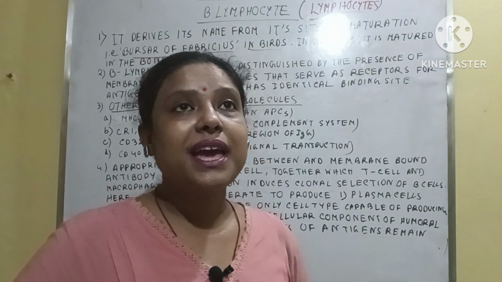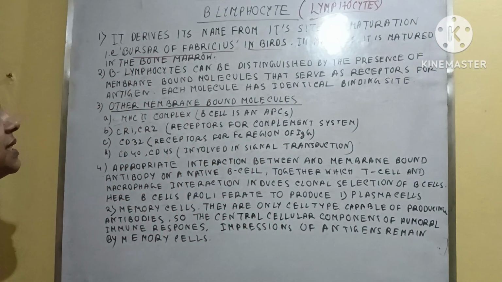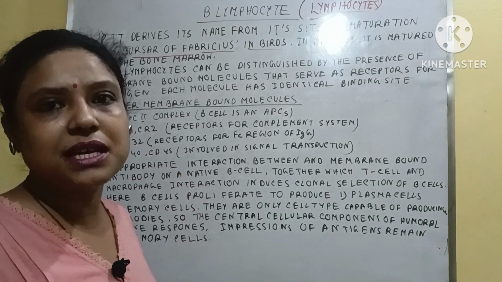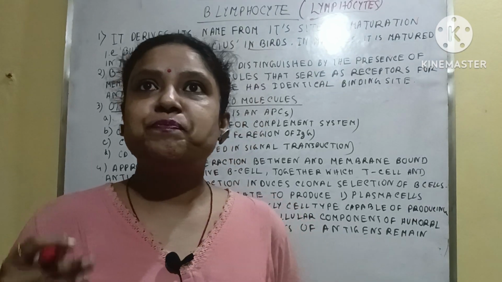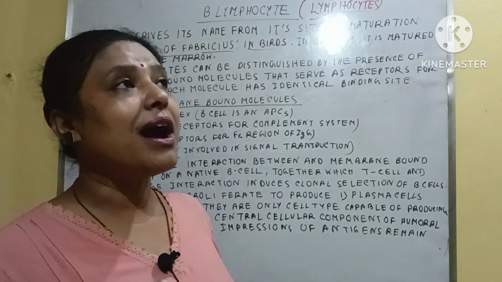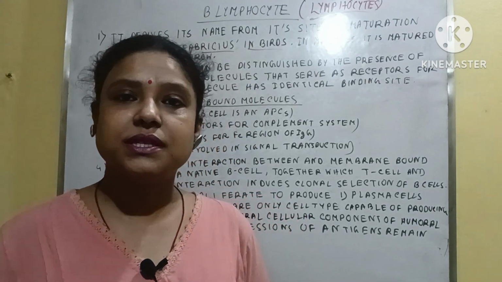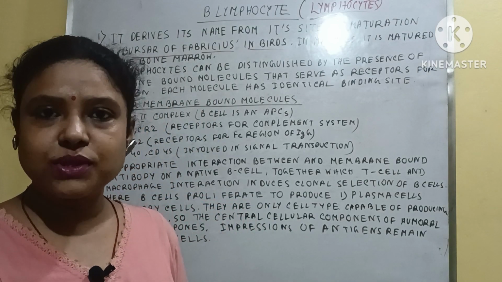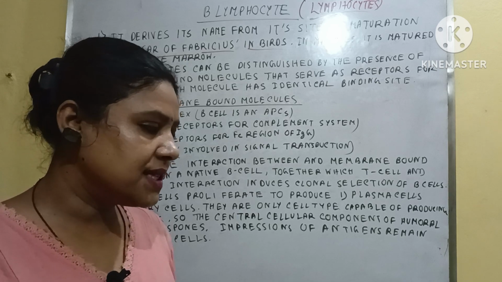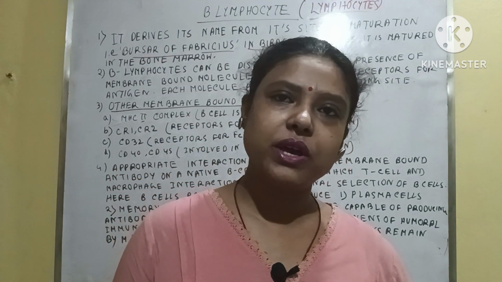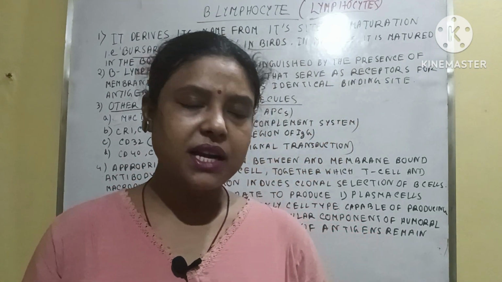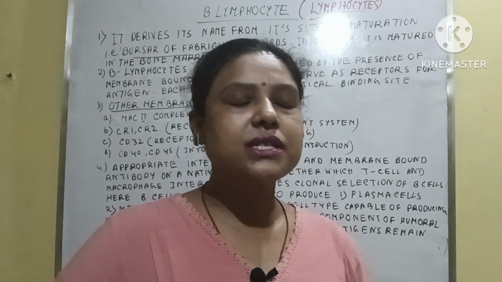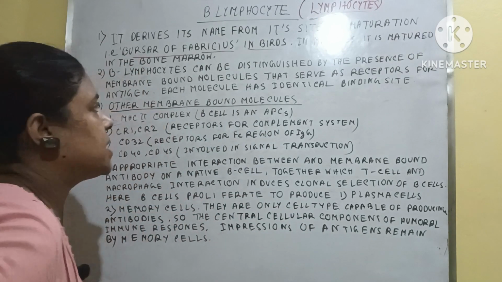So today's topic is actually B lymphocyte. This B lymphocyte generally comes from the cells. There are many cells that function in the immune system. These cell types generally are the lymphocytes, antigen presenting cells and effector cells. Under lymphocytes there are two types: one is the B lymphocyte, another is the T lymphocyte. So first we will learn about the B lymphocyte.